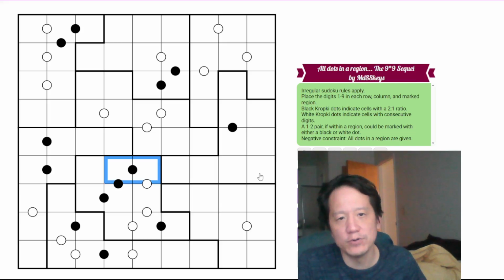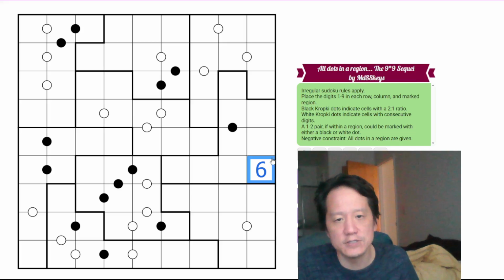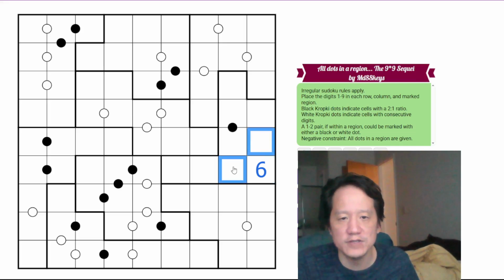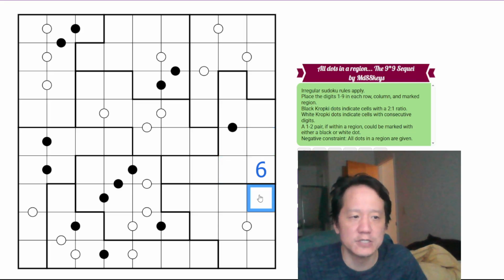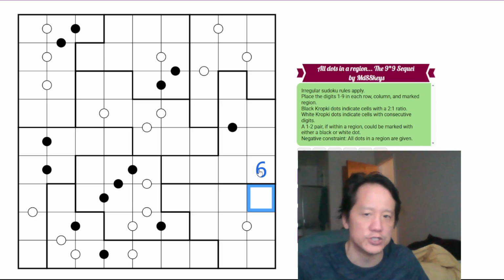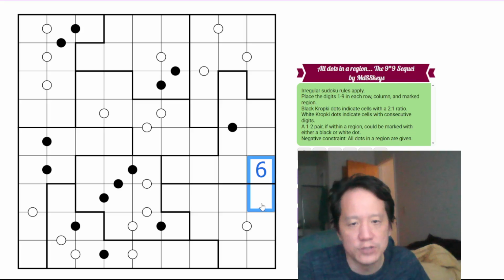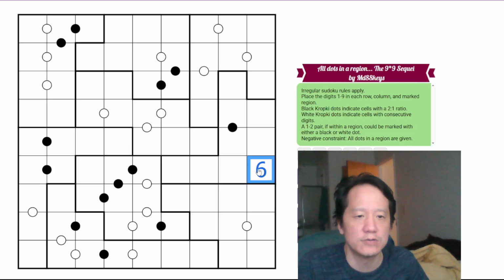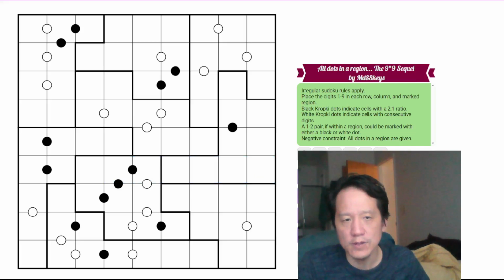So for example, if this were a 6, you would know neither of these cells could be 5 or 7. This could potentially be 5 or 7 because it's specifically dots in a region that are given. So this is crossing regions, so we don't have that constraint there. Anyways, those are all the rules.